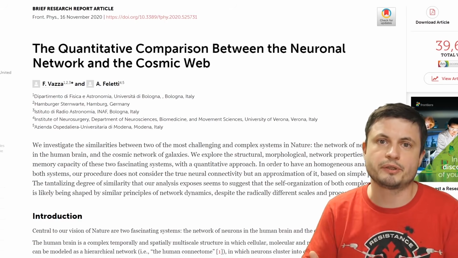And that's of course the paper you can find in the description as well. What makes the study particularly interesting is that it was actually an astrophysicist and a neurosurgeon combining their knowledge and expertise to try to create the similarities between the brain and the universe. So it's not just a picture on Facebook, this is actually true science.